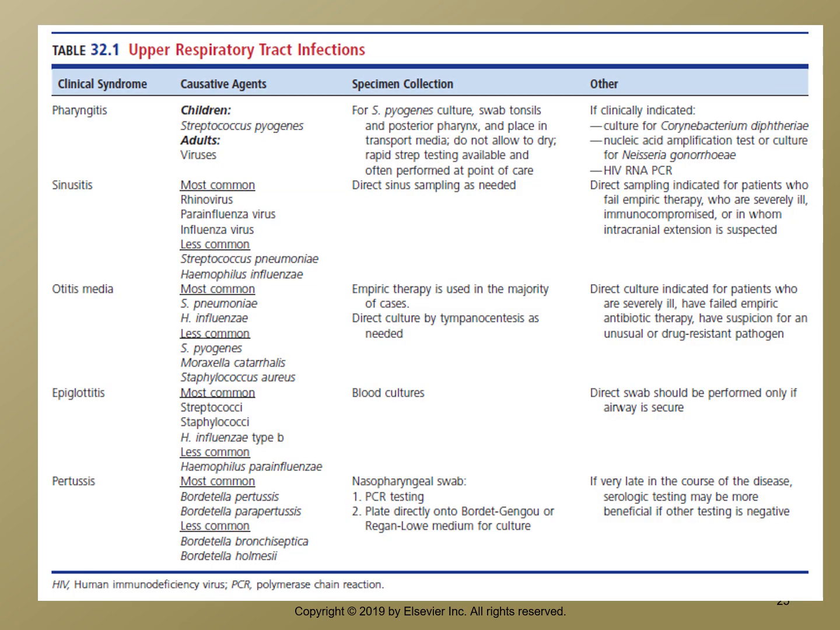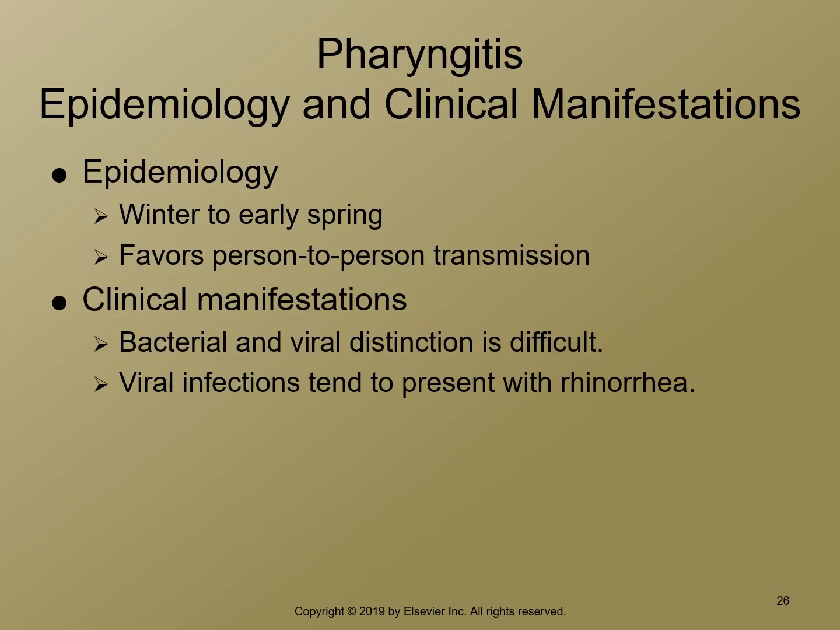Table 32.1 in your textbook provides a good summary of the upper respiratory tract infections and the causative agents, along with appropriate specimen collection and any pertinent notes. So we'll be discussing each of these in a little more detail on the subsequent slides. So going back to pharyngitis, it typically occurs in the winter to early spring and is transmitted by person-to-person contact.